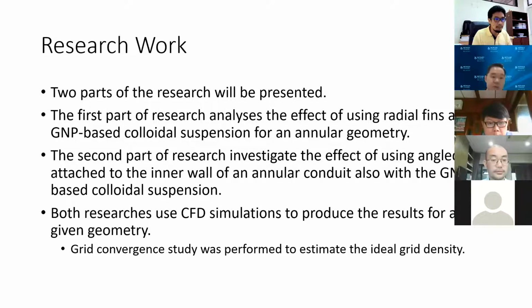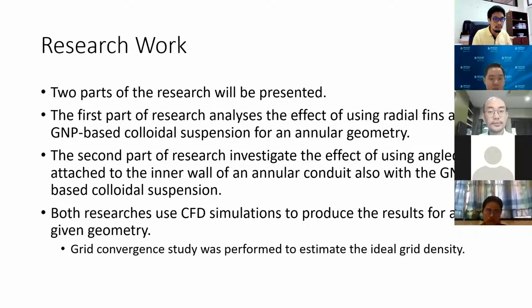Okay, this is the research work. As I told you just now, there are two parts to my research. In the first part, we analyze the effect of using a radial fin with the GNP-based colloidal suspension. For the second part of my research, we use angled fins to induce swirl, also using GNP-based colloidal suspension. Both studies use CFD simulation to produce results for a given geometry. We use ANSYS software to run the simulation, and a grid convergence study was performed to estimate the ideal grid density.